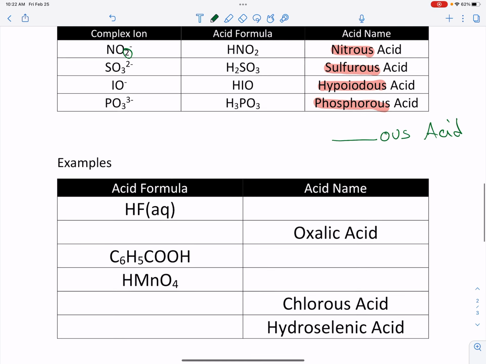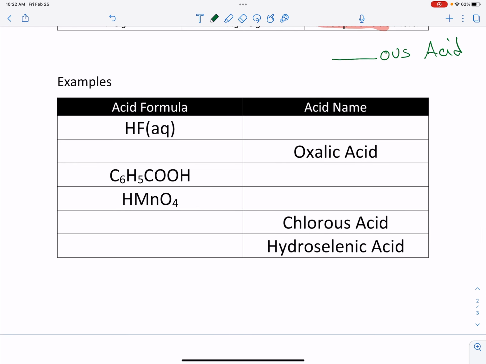All right? So here are some examples. Let's work through them together. So when you see the first example, we're going to try to name it. The first thing that you should notice is that it has hydrogen at the beginning of its formula, which tells you it's an acid. This is almost certainly an acid.